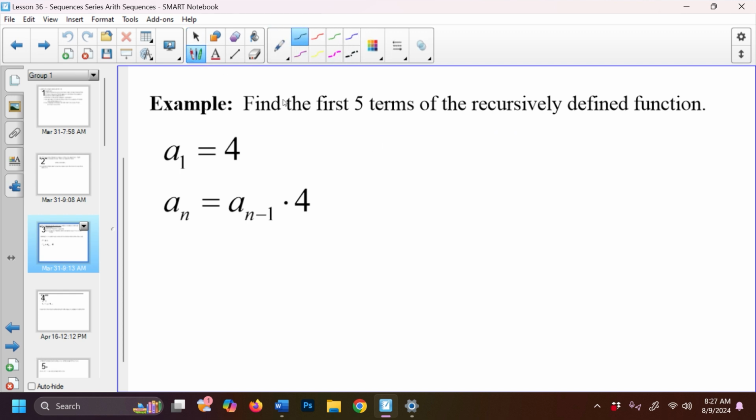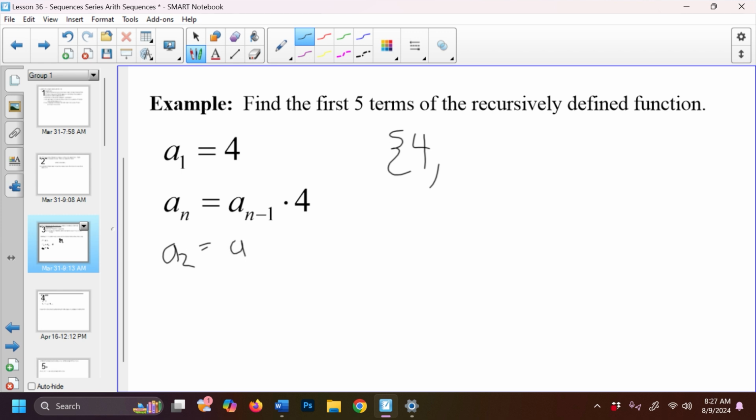Well, if I make a list of those terms, they already give me the first one, so I only have to calculate 4 more. If I want to calculate that second term, that would be a sub 2, the second term. So in this formula that I'm going to use to calculate the next term, n is 2, so here I would have a sub 2 minus 1 times 4. Well, 2 minus 1 is 1, a sub 1 times 4, and I know what a sub 1 is. I was given it. A sub 1 is equal to 4, so I have 4 times 4 is 16. The second term is 16.